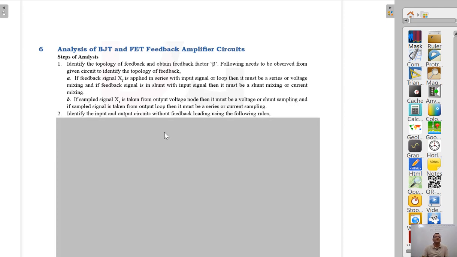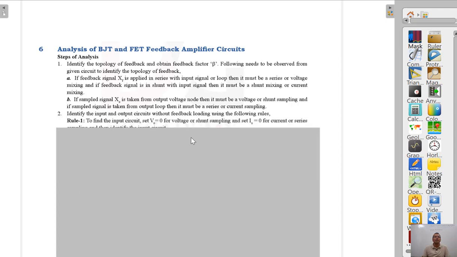Now the second step is to identify the input and output circuits without feedback loading using the following rules. Again, you need to use the set of rules to identify the input and output circuits. The basic purpose here is we need to separate the input side and output side. We need to remove that feedback component. So that is the meaning of this second step, identify the input and output circuits without feedback loading. We will see that once we talk about the practical circuit.